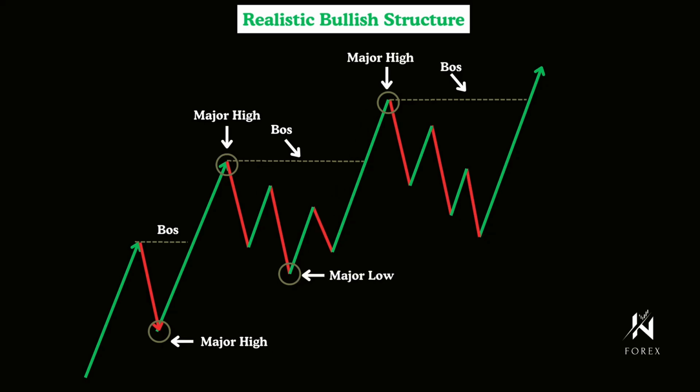This new major low is derived from an internal low located at the far end of the move. It qualifies as a major low because it's the last low formed before price initiated the upward swing that resulted in the break of structure.